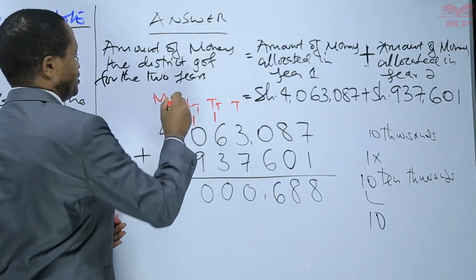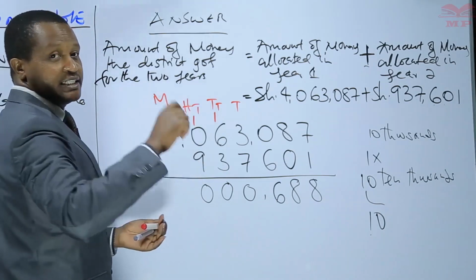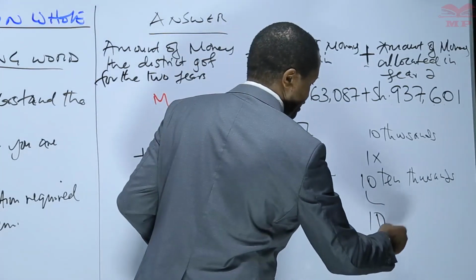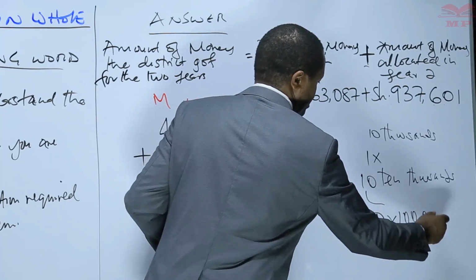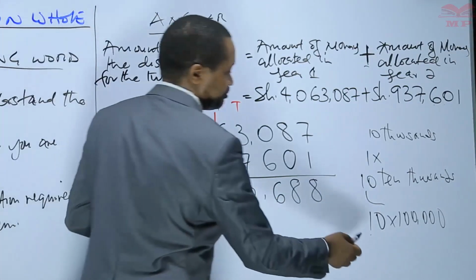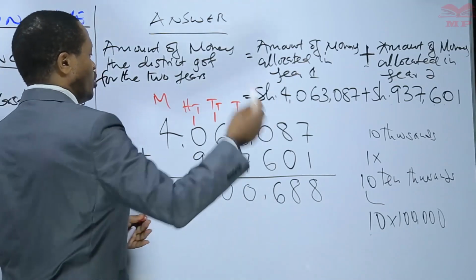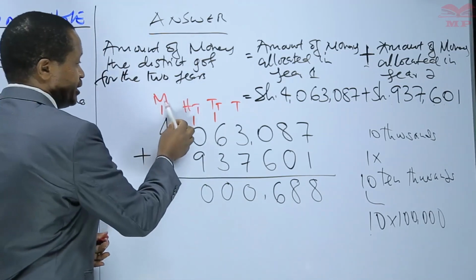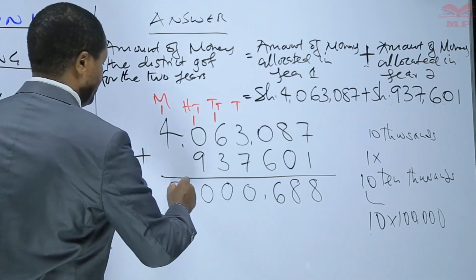millions. Place value of millions, because 10 100,000 is the same as 10 times 100,000. The 10 100,000 which you have carried is the same as 10 times 100,000, which is equal to 1 million. So we are going to carry 1 million to the place value of millions. So we have 1 million plus 4 millions giving us 5 millions.